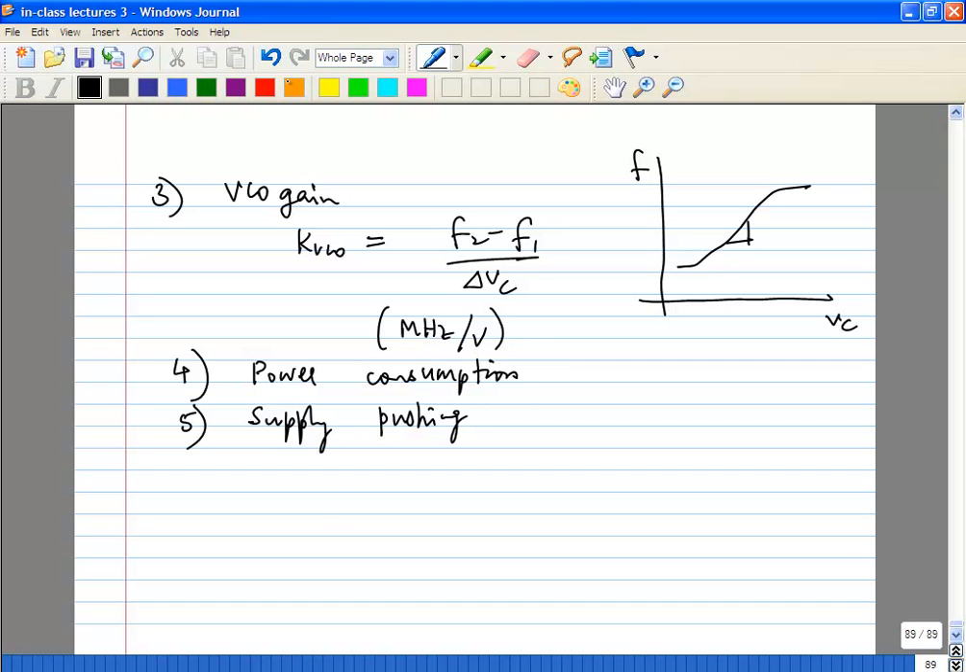So what happens is, let's say the VCO has a certain power supply and that power supply has some disturbance on it. What you'll see is it will end up as spurs and what is called phase noise.